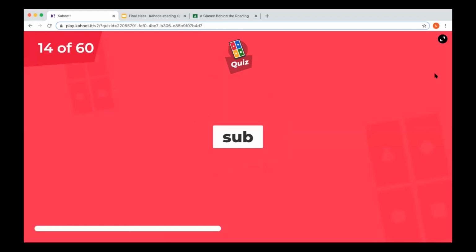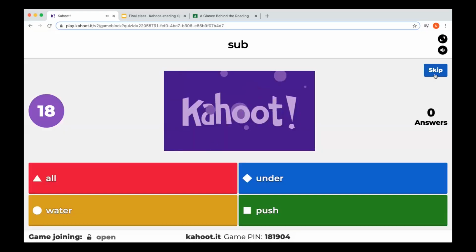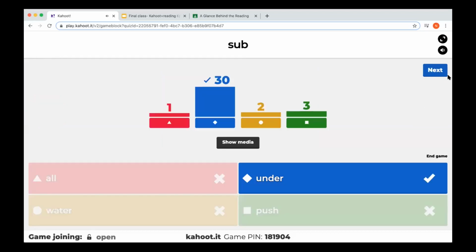Sub. Red is all, blue is under, yellow is water, green is push. We had this word last week, so it should be the one that everyone gets. Nice. All right.